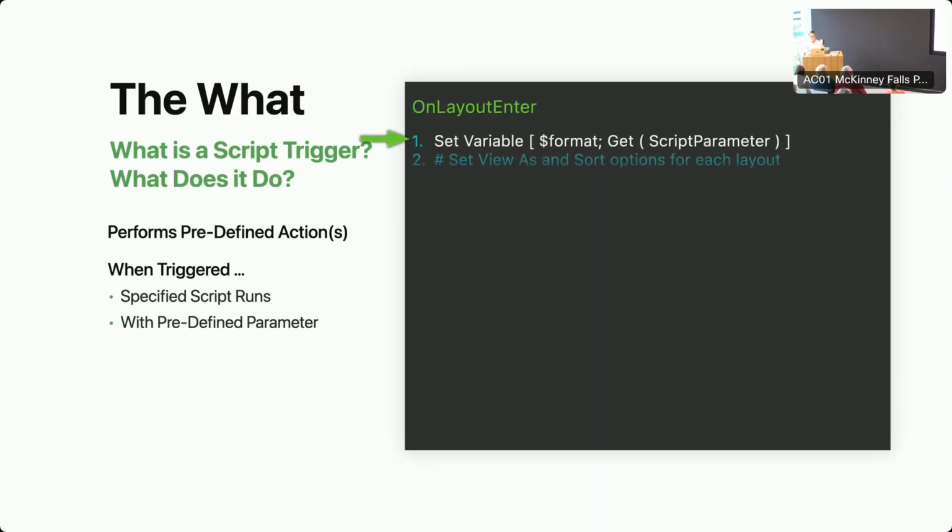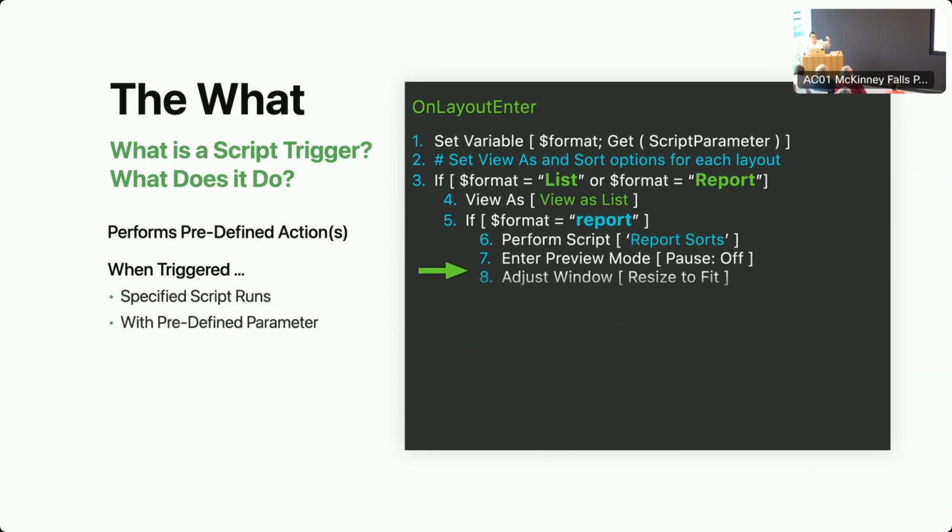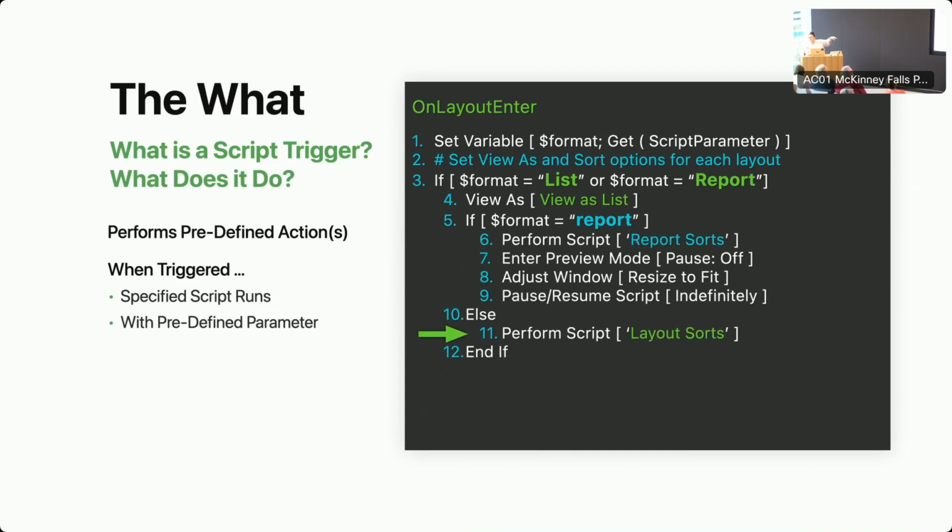So a parameter of either form, list, or report would have been provided to this on layout script, which looks something like this. Basically, if it's a list, it's going to put it into list view. If it's also a report, it's going to do a specific report sort subscript. If not, it's going to run a different kind of sort that's meant for lists. Otherwise, it's going to view as form, size to fit.